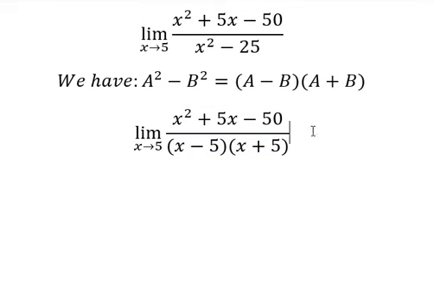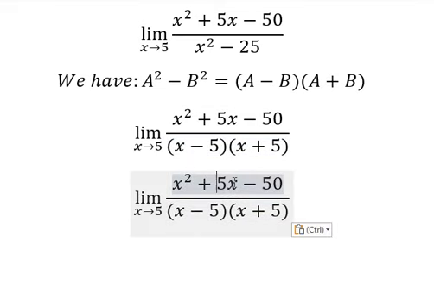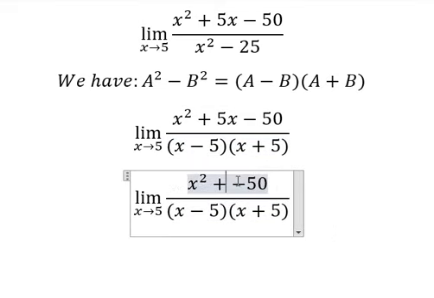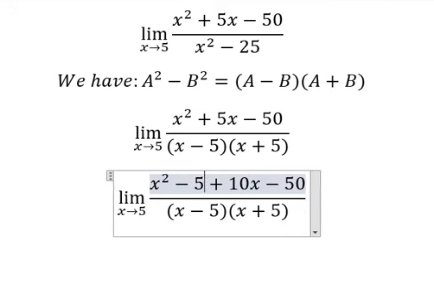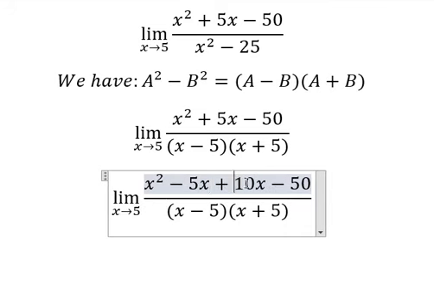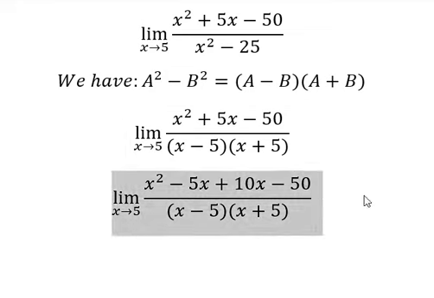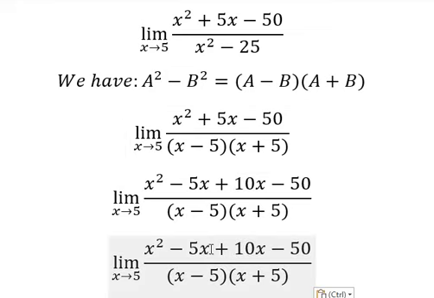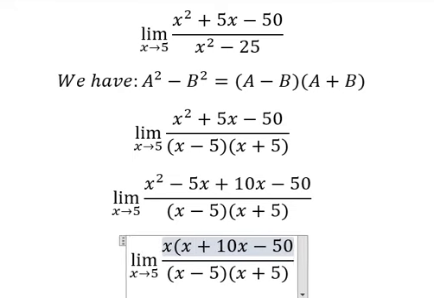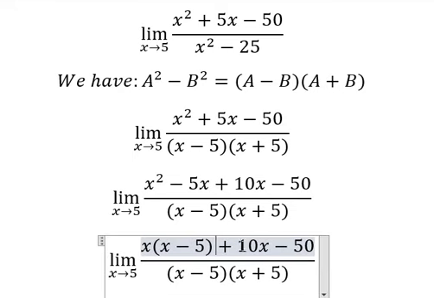Next, about 5x, I will put into 10x minus 5x. Because negative 5x with 10x, we have positive 5x. Next, we can do factorization by x. This one by number 10.